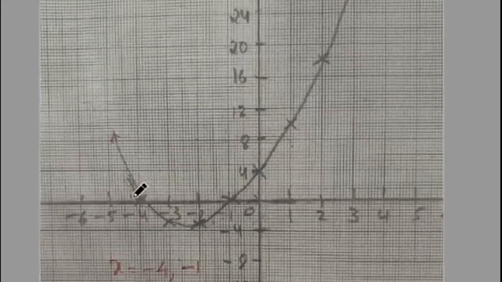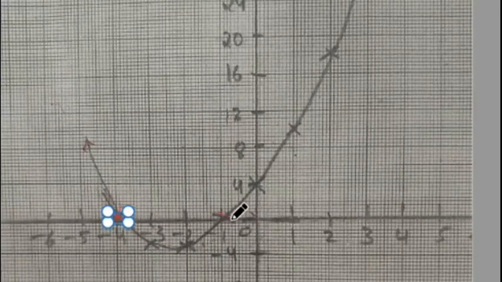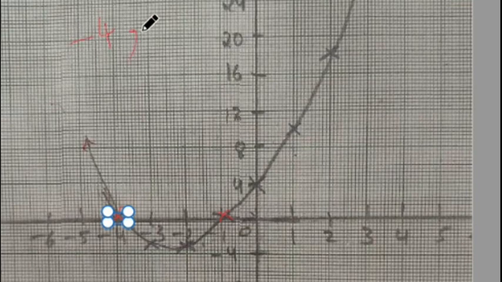If you plot it in the graph it looks like this, a parabola. Wherever this parabola or curve meets the x-axis, that is the solution or zeros of the given polynomial. So this parabola is meeting the x-axis at minus 4 and also minus 1. So minus 4 and minus 1 are zeros of the given polynomial.